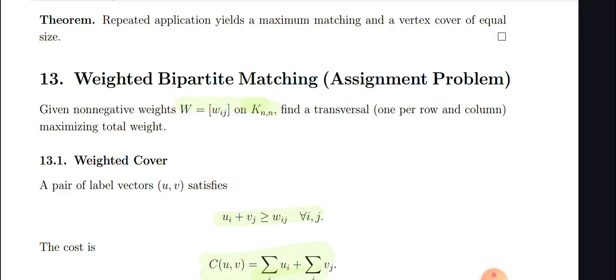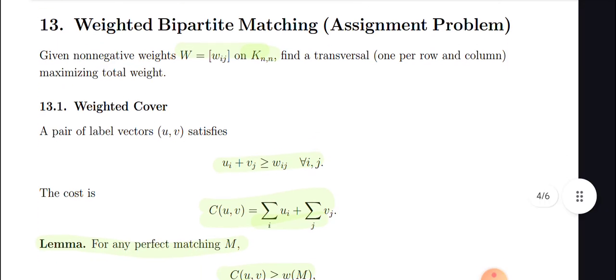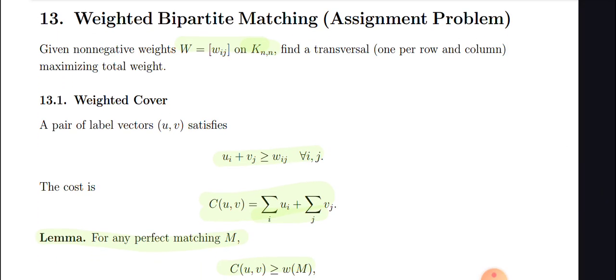For any edge between vertex u and vertex v, the sum of their labels, u plus v, has to be greater than or equal to the weight of that edge. So the labels have to cover the weights. That's why we call it a weighted cover. Yeah. And the cost of this set of labels is just the sum of all the labels.